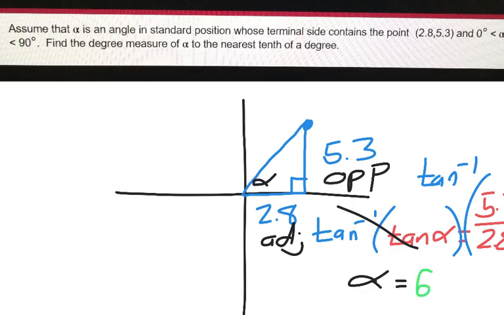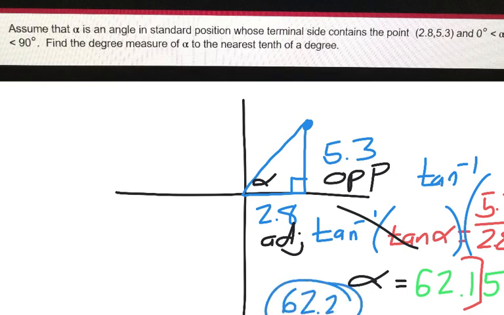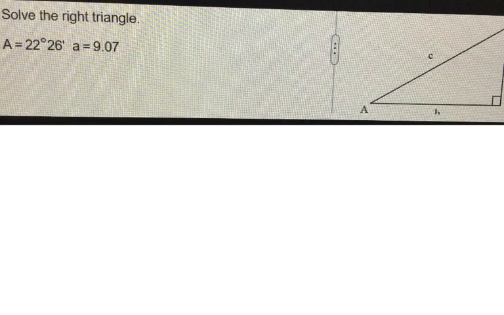And when I do that, I get a value of 62.15. And it tells me to round to the nearest tenth, which means the 5 tells the 1 to round up. And alpha would be 62.2 degrees. So without seeing how you have to enter your answers, we don't normally work with degrees and minutes for trig. So I'm going to rewrite this as a decimal. So if I put in 22 degrees, let's see, second angle, and 26 minutes.